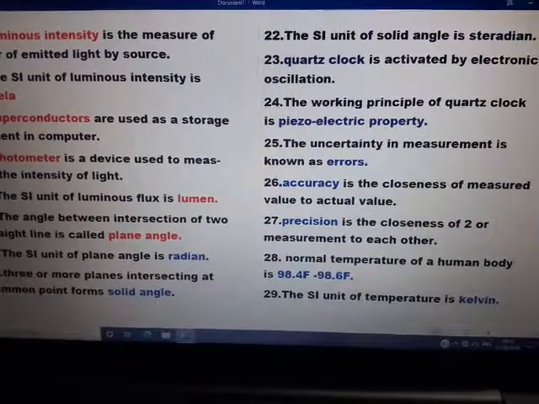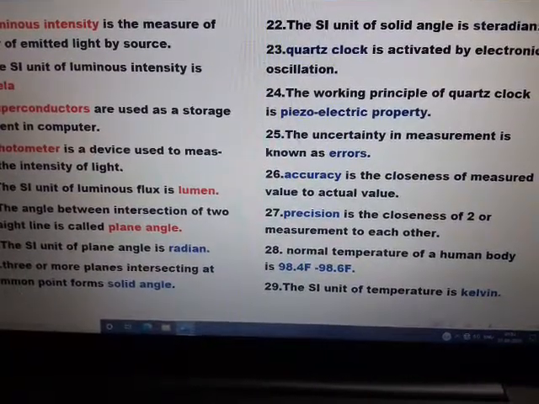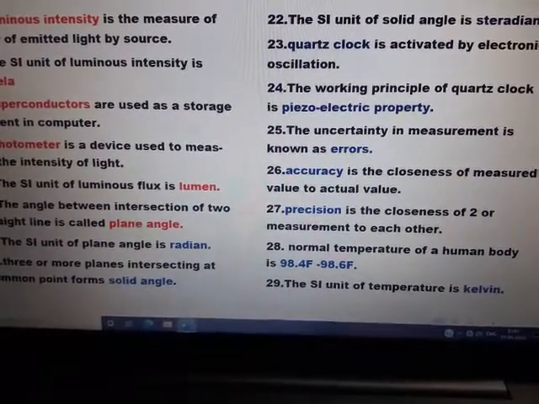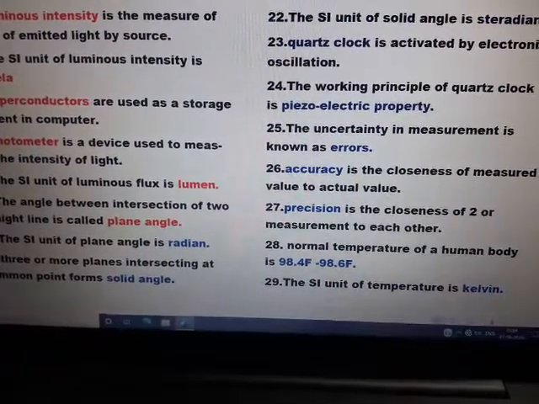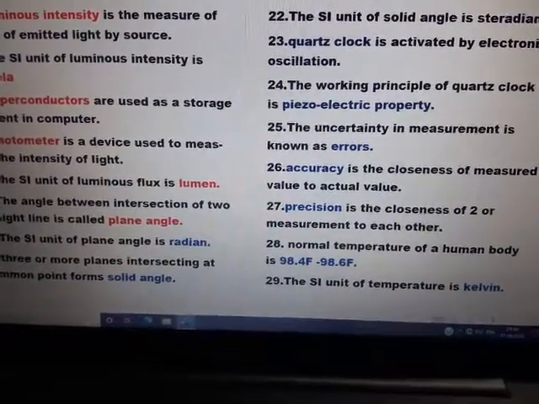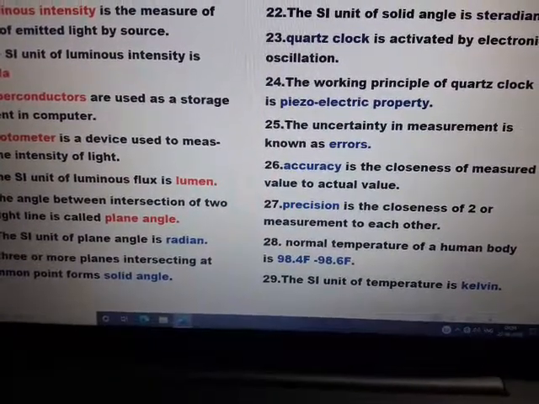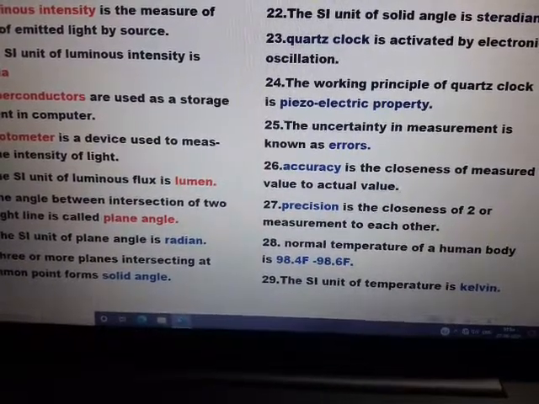Dash is the closeness of measured value to actual value. Accuracy is, that is, if we know the actual value of a particular device or experiment, the value which we measure found to be closer to it is known as accuracy. Next one is, dash is the closeness of two or more measurements to each other, said to be precision.